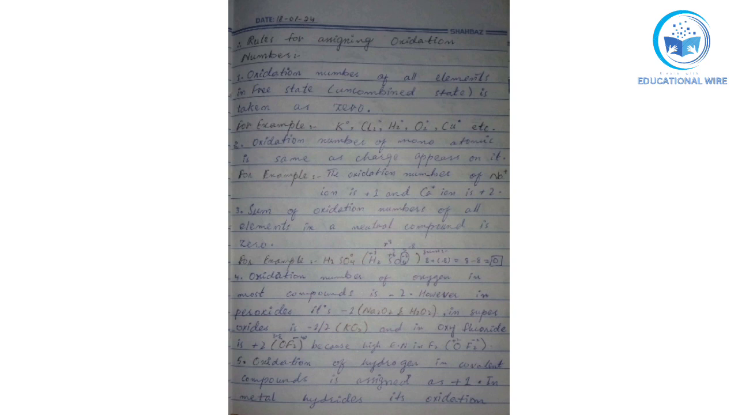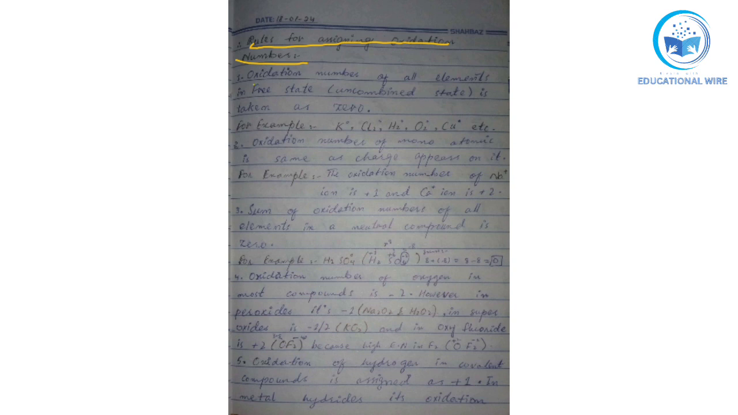Let's start with our new topic, that is rules for assigning oxidation number. Yesterday our topic was redox reaction and oxidation number, and today we will learn the rules for assigning the oxidation number. There are 7 or 8, I think 8 rules.